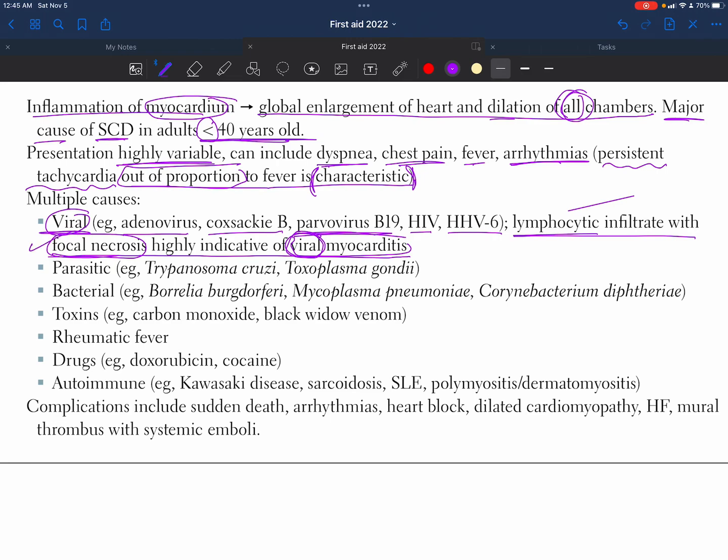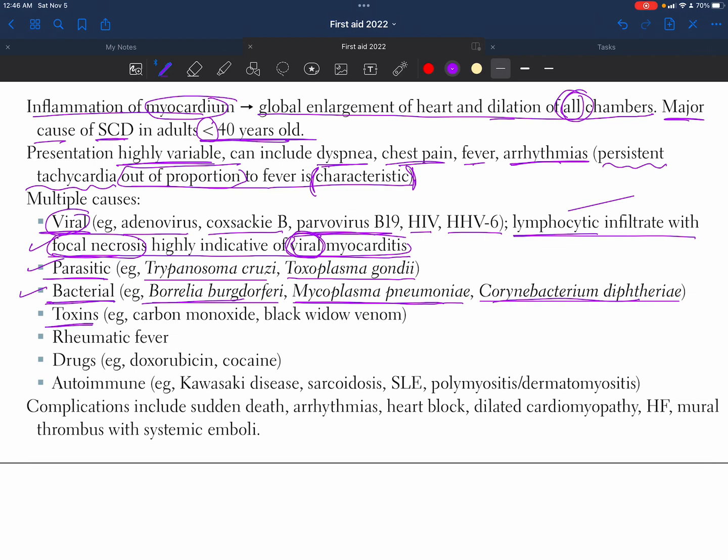Okay. Some other reasons could include parasitic infection like Trypanosoma cruzi and Toxoplasma gondii, and that's for parasitic, and then bacterial like Borrelia burgdorferi. Wow, what a name! Okay, Mycoplasma pneumoniae, and then Corynebacterium diphtheriae. Okay, that's for the toxins. Oh, that's for the bacteria. Actually, that's for the bacterial causes. Okay. So the bacterial, these weird names.